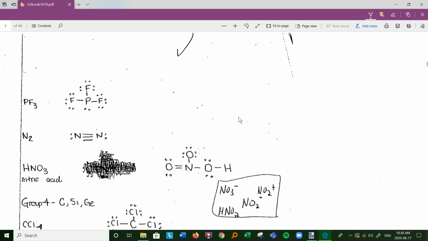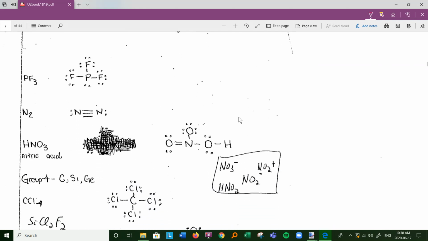What are some other ones here? I got PF3, which looks similar to NH3, doesn't it? Except instead of a hydrogen, you have halogens, but you still just have a lone pair on the phosphorus. So the phosphorus has 3 bond pairs and 1 lone pair. BP for bond pair, LP for lone pair. Each fluorine has 3 lone pairs around it and 1 bond pair. Nitrogen, well, that's a triple bond. There's just 10 electrons. You can't just toss in extra electrons. You have to actually get a triple bond to get the nitrogen molecule to happen.